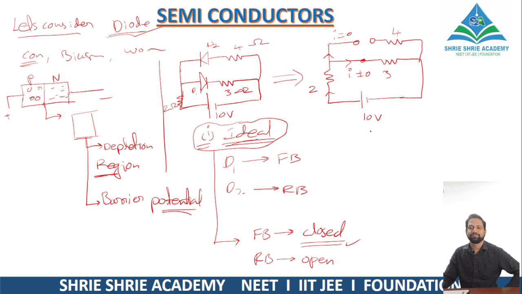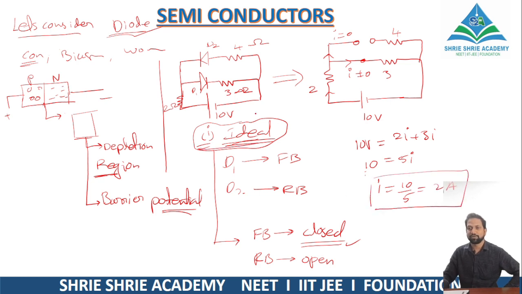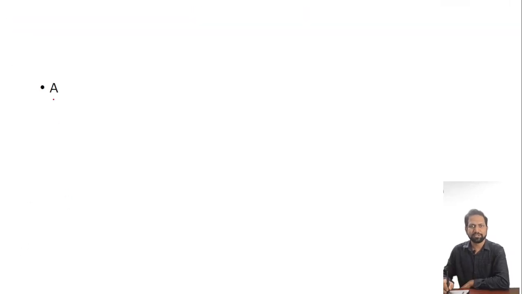The supply voltage is 10. Then apply Kirchhoff's law or Ohm's law. The 10 volt supply should equal 2I plus 3I, which equals 5I. Then I equals 10 by 5, which is 2 amperes. This is when the diodes are ideal. If the diodes are non-ideal, let me consider that situation also. Let us see what happens if the diodes are non-ideal.